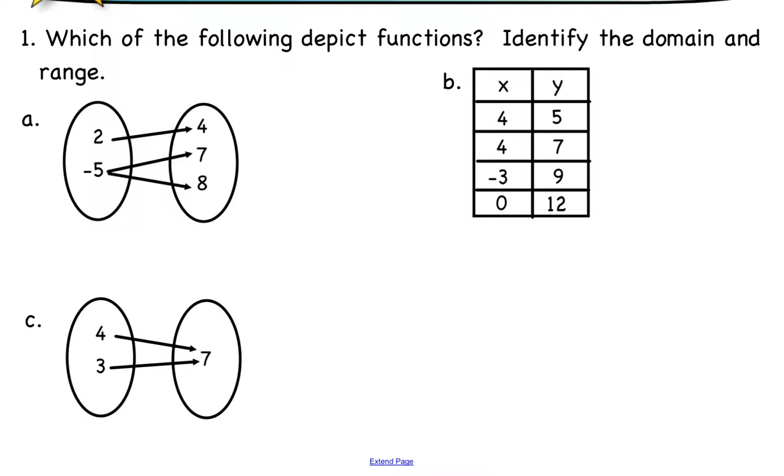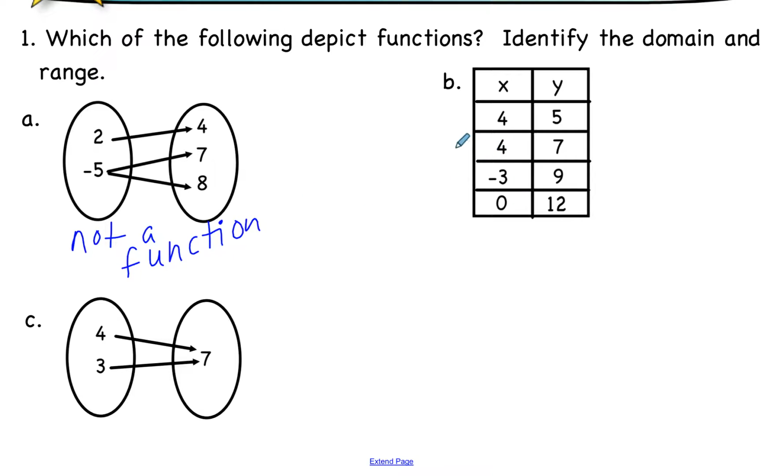So in letter A, we have 2 goes to 4, but -5 is going to 2 places. So this is not a function, okay? Because this -5 is going to 2 places, it's not going to a unique place. That means it is not a function, okay? We have to have every element in the domain go to a unique place in the range.